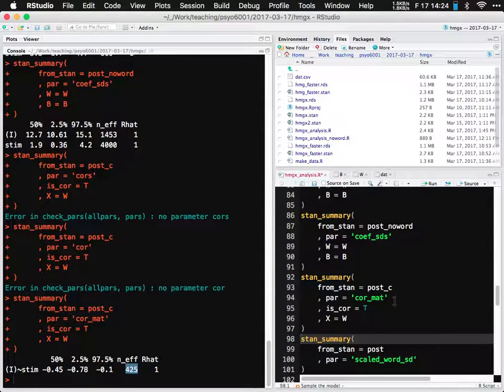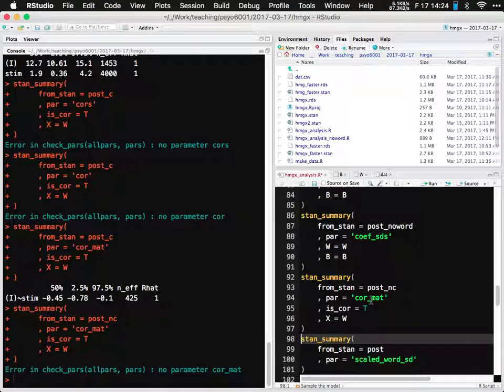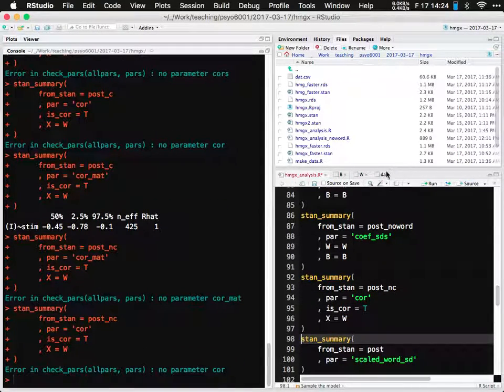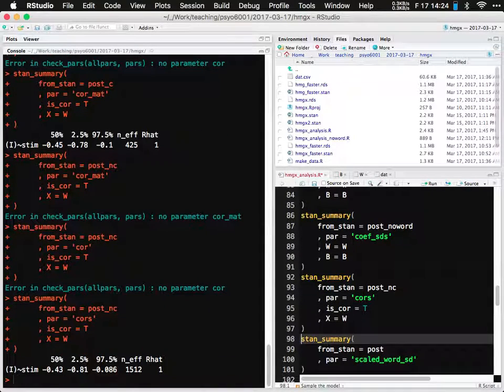Effective sample size is not great. Let's look at the NC version. Oh, and this doesn't have a core mat. This has something called cores. Same general sort of region. It's generally negative. Much better effective sample size with the non-centered version.